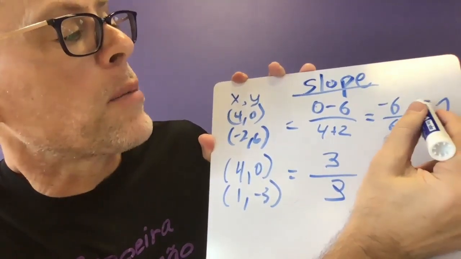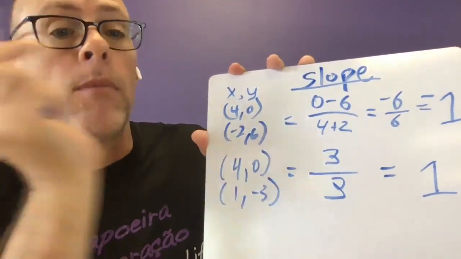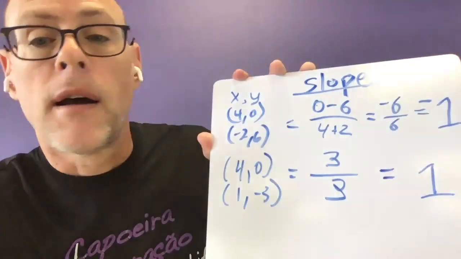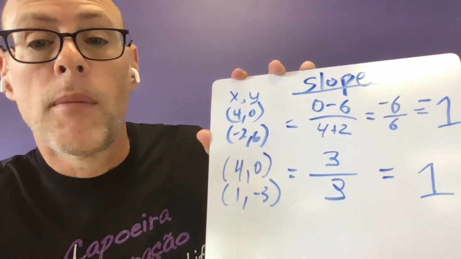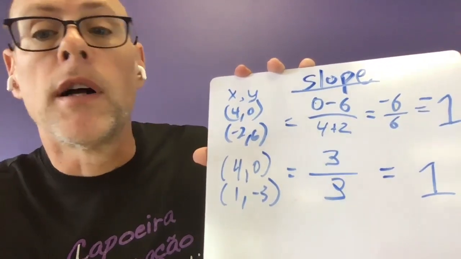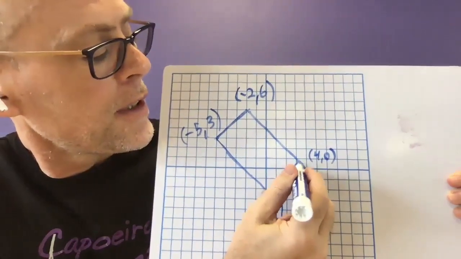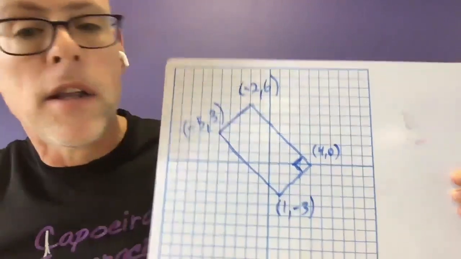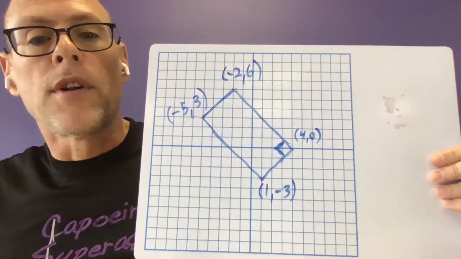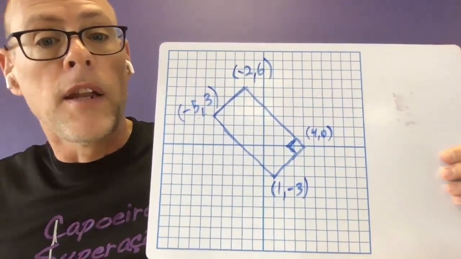Notice I forgot up here to put my negative. You see that? That's going to be very important. Why? Negative 1 and 1 are opposite reciprocals, right? Remember, 1 is a reciprocal of itself. And of course, negative 1 is an opposite of positive 1. This right here is a right angle. Okay? So that alone does not yet prove that it is a rectangle. I need one more thing.